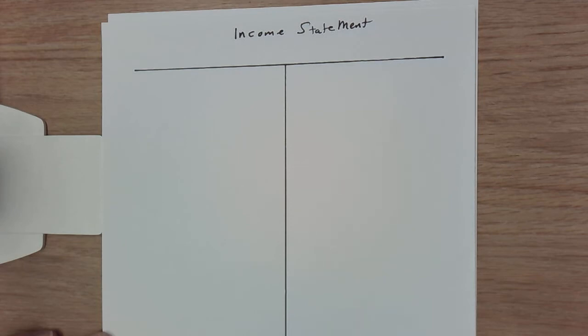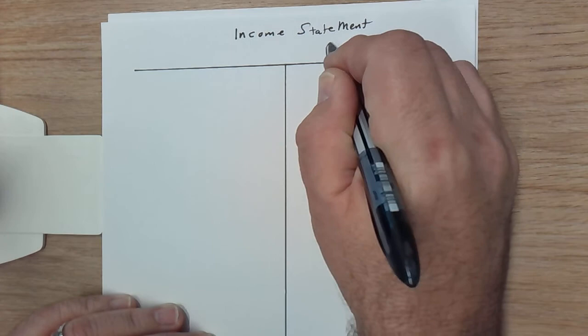So for the income statement, we've got things that are revenues and other things that are expenses. So revenues would be sales, fees earned, maybe rent revenues, maybe service revenues, any kind of money that's coming in to a company. We're going to put those on the right-hand side.